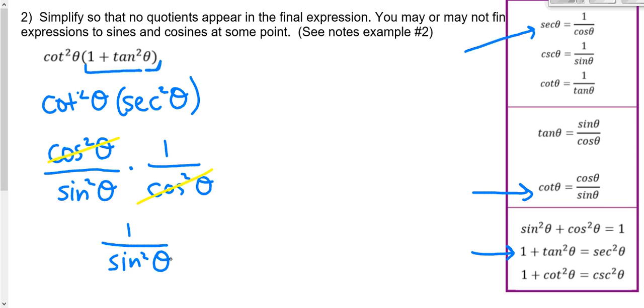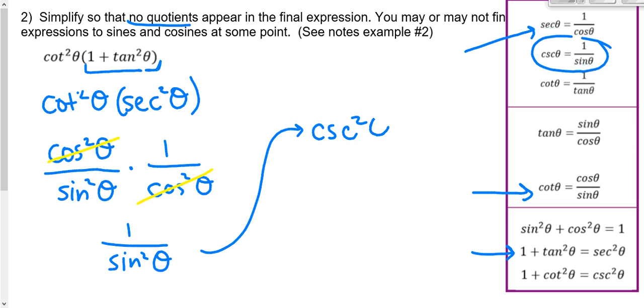So things got simpler, but now we have a quotient, and we're not supposed to have a quotient in our answer. So remember that 1 over sine theta is equivalent to cosecant theta. So if we square it, it will be equivalent to cosecant squared theta. And that is our simplified expression.